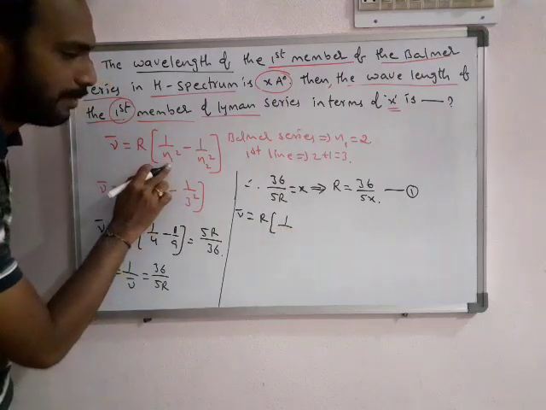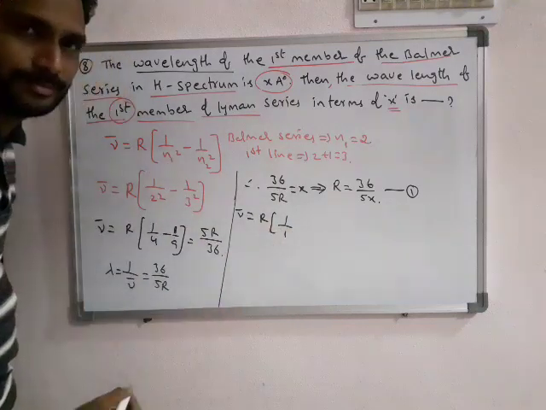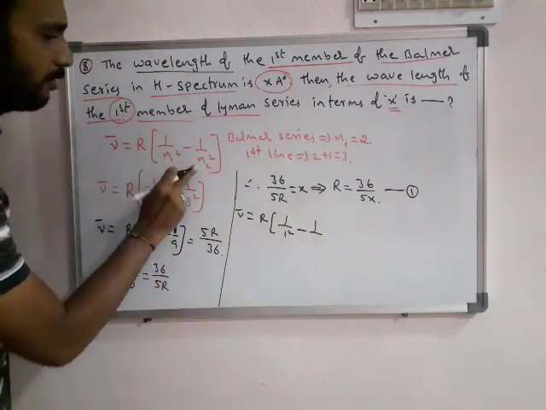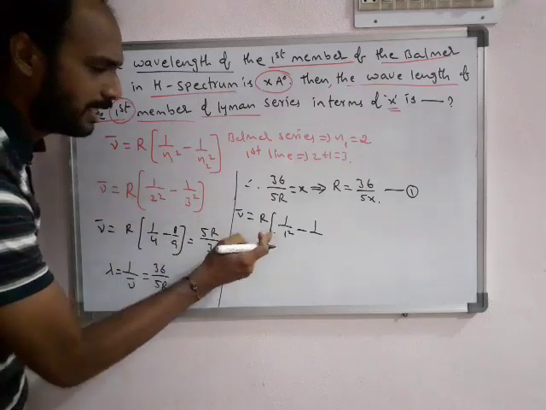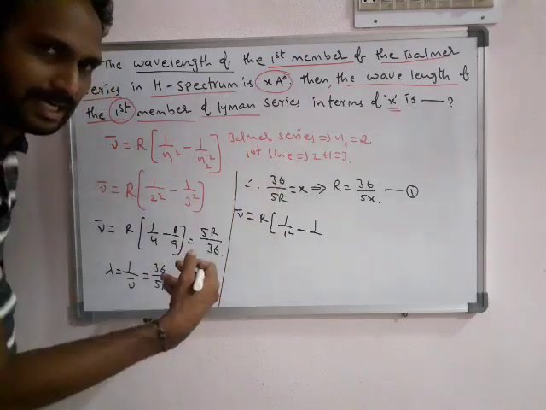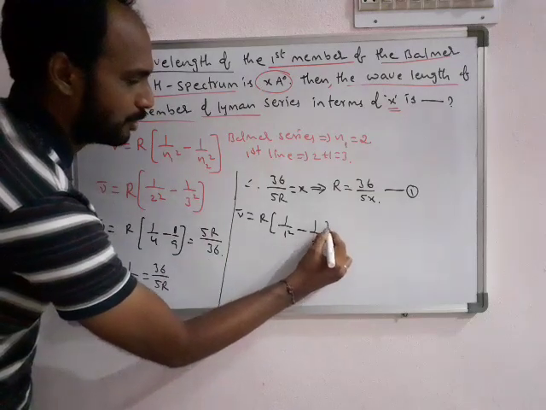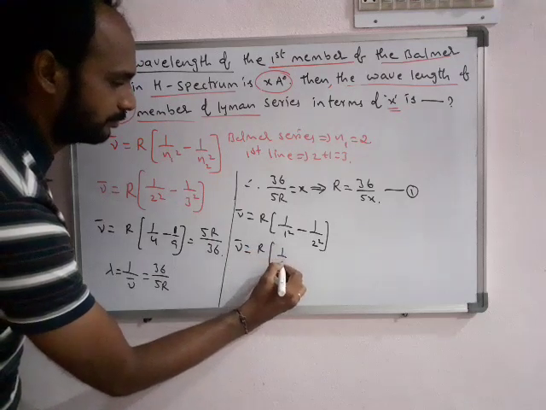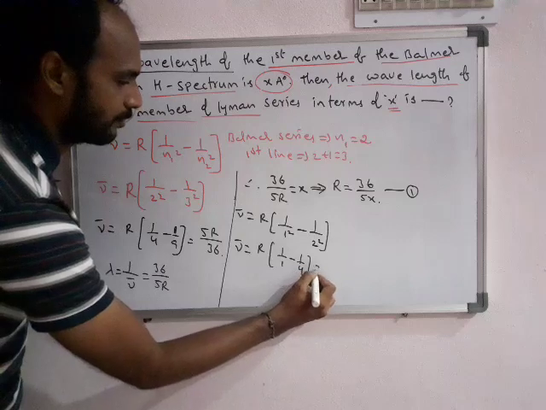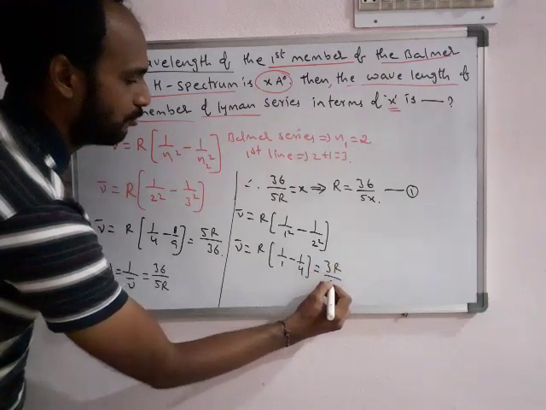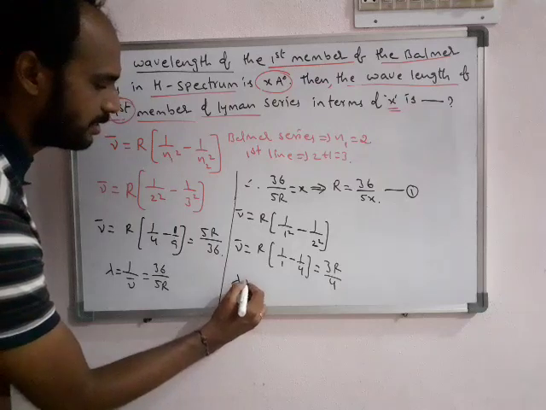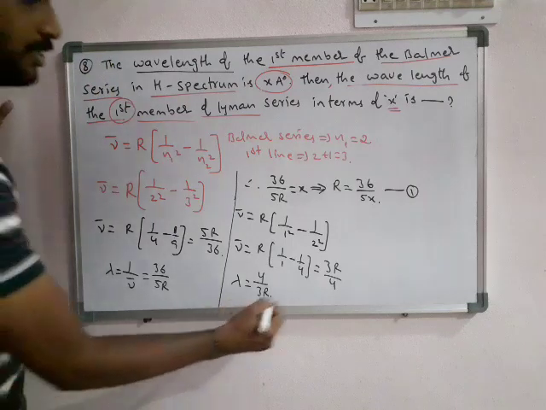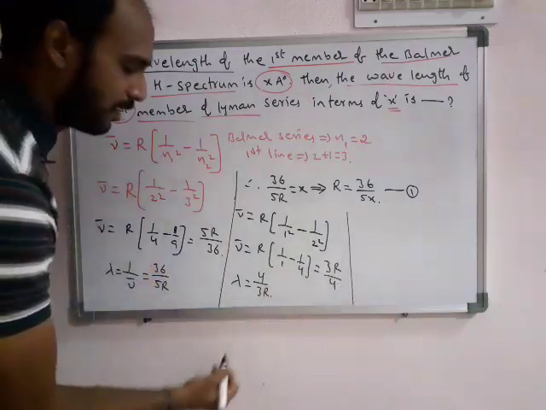So since it is the Lyman series, what n1 value comes? 1. For the Lyman series, 1 square minus the first member. For the first member, to come into the first level, what is the first choice? The second level, 2 square. So therefore nu bar is equal to 3R by 4. This is nu bar. So what is its lambda? 4 by 3R. Okay, so we have to find 4 by 3R in terms of x.